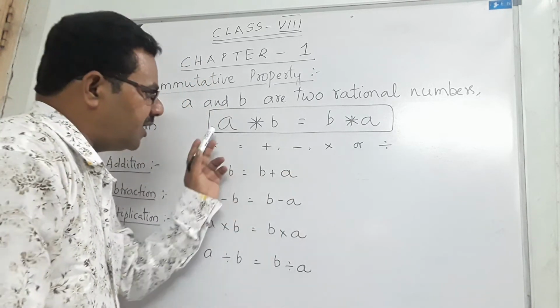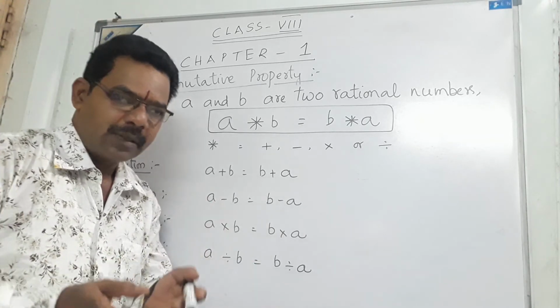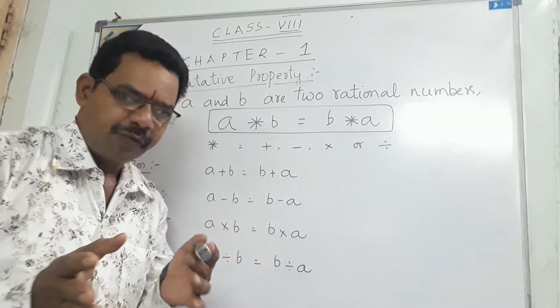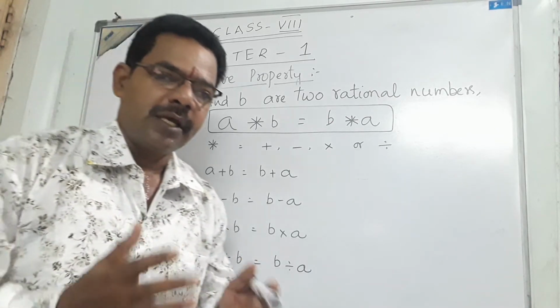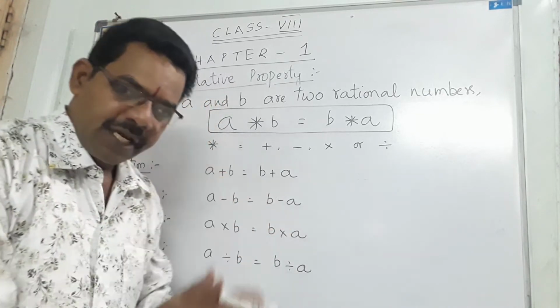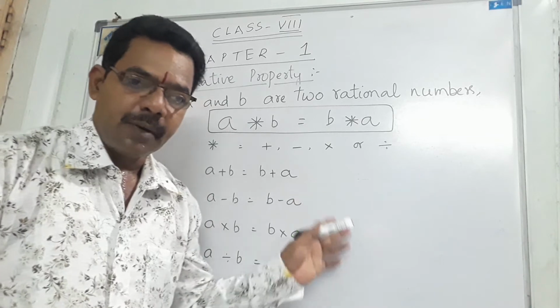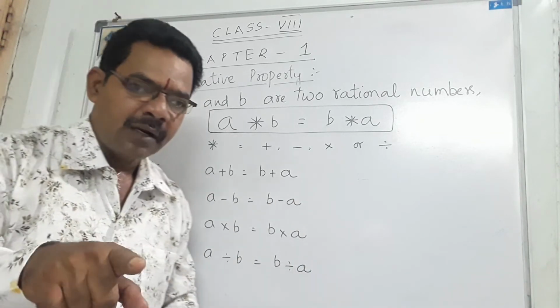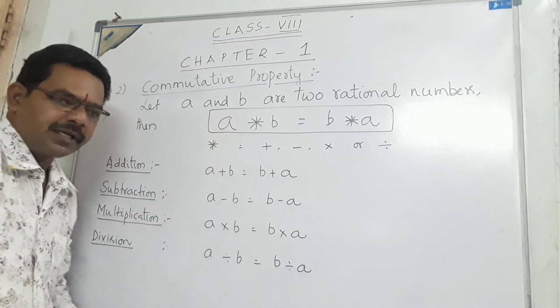Okay, for any two rational numbers you can check. Already I have given you some examples with only 2 by 3 and 4 by 5. For the remaining numbers, whatever number you think of, you can use it, do the sum, and check whether those numbers are following this property or not in the given operation. So first, for addition, that is what I am explaining here.